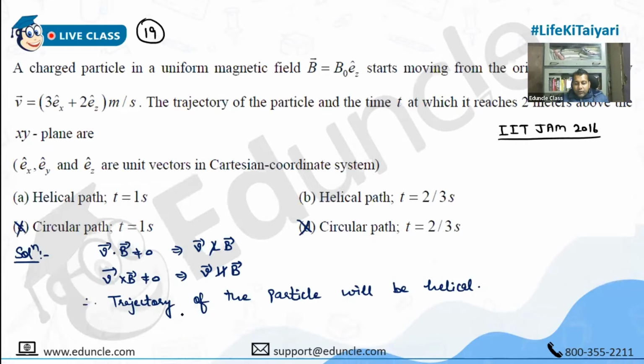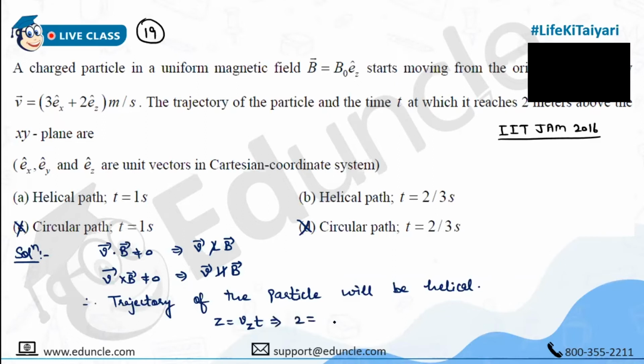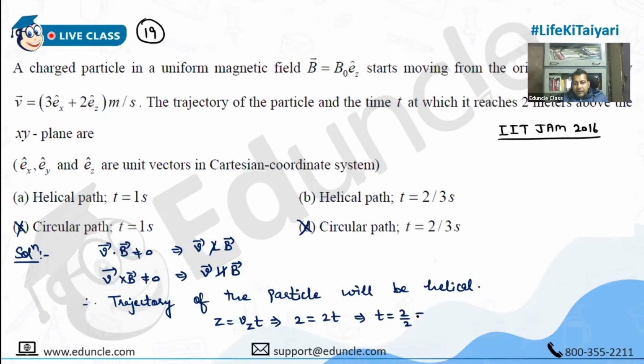Now, what to do in order to get the time? Above the xy plane, that's the pitch, pitch of an x. That is vz t. No? Distance traveled along that axis will be the velocity along that axis into time taken. The distance is given and the velocity in that direction is 2. So time will be 2 by 2, that is 1 second. No? A option. Please check.